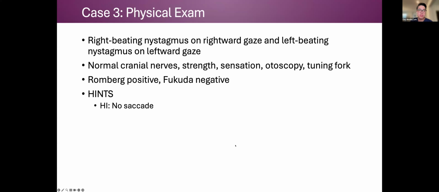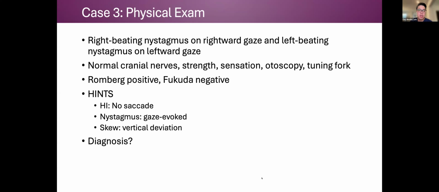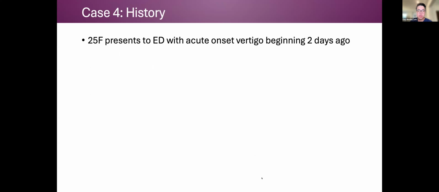So in this case, you do a head impulse. There's no corrective saccades. You can see that this nystagmus is gaze evoked because it's going right with right gaze, left with left gaze. And then we do a test of skew, and you see vertical deviation. And so the diagnosis here would be a central disease, possibly a cerebellar, like a small cerebellar stroke, that you would then further test for. So that's a central cause.